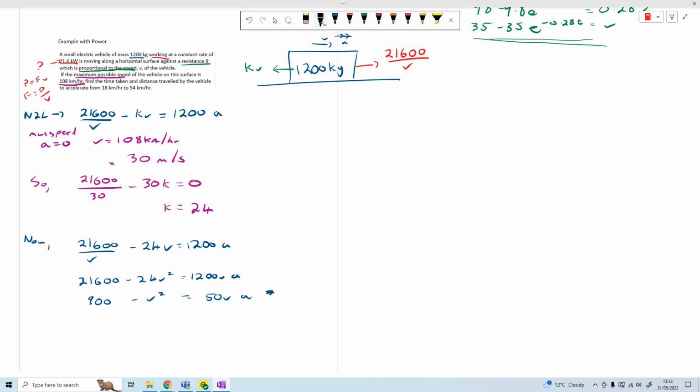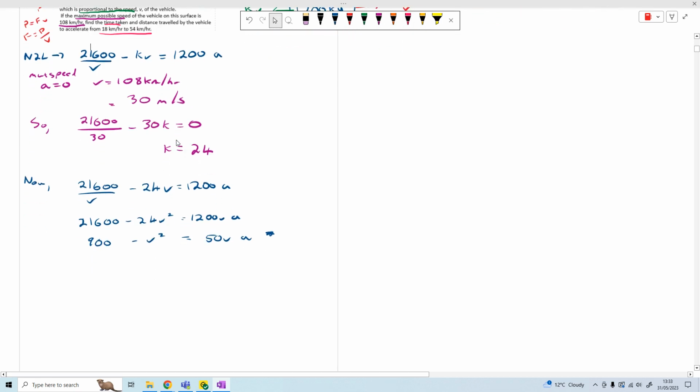So for the first part, I'm going to be looking for a relationship with time and my velocities here. So straight away, dv by dt. I'm going to use a equals dv by dt for the first bit. I'm going to sub it in. So I've now got 900 minus v squared is 50v dv by dt. Let's follow my normal pattern and separate my variables. So dt is going to come up to here, and there's nothing to be left over.